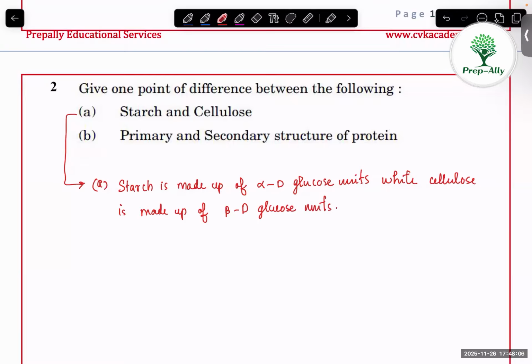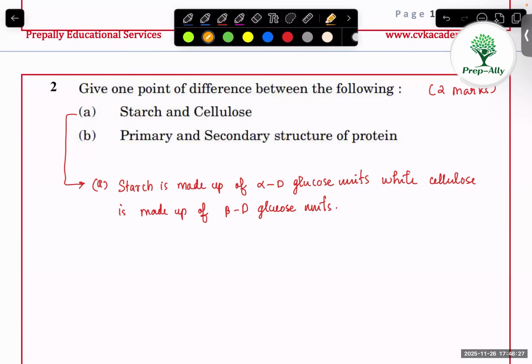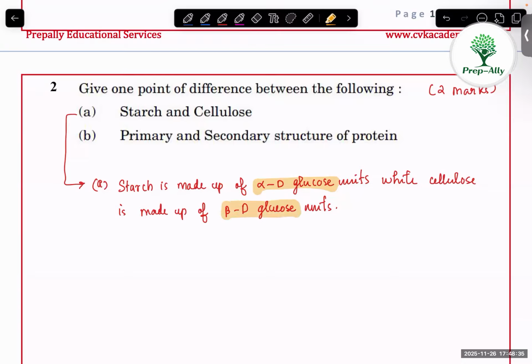Though see, this question is basically worth 2 marks. So in a 2 marks question, you need to be very concise in whatever you are writing. So rather than writing random words like starch is something found in these food items and cellulose is present in plant walls, that is a very vague way of describing. So when you are writing, you should mention what exactly is the key difference between both of them. That means starch is made up of alpha D glucose and cellulose is made up of beta D glucose units. So be precise when you're writing.